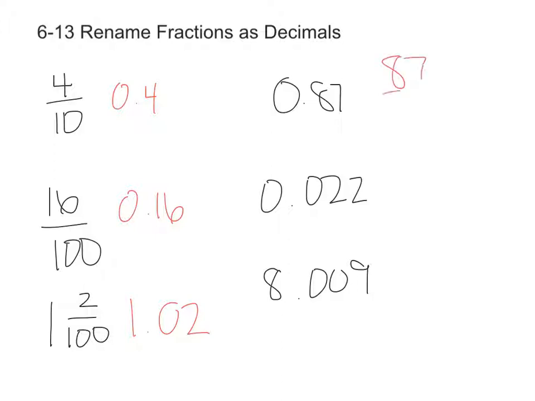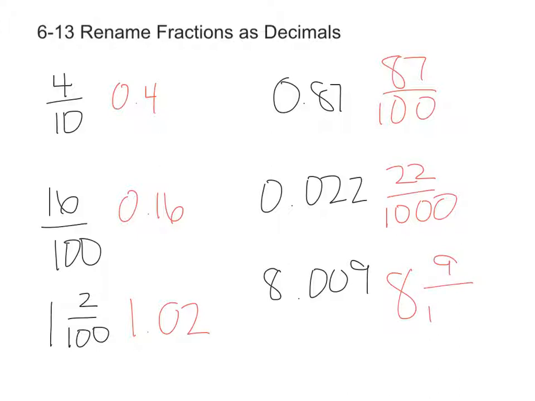0.87 is 87/100ths, or 87 over 100. 0.022 is 22 thousandths. And 8.009 is 8 and 9 1,000ths. Same trick here, however many decimal places there are, that's how many zeros should be in your denominator.